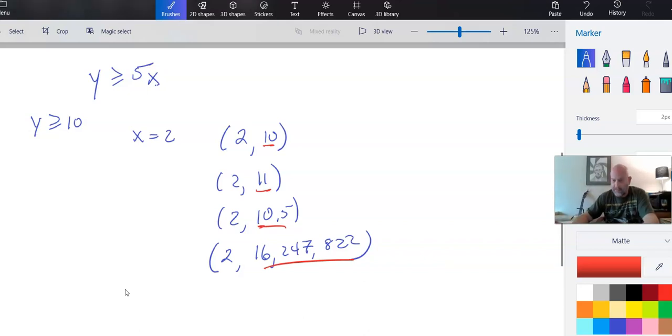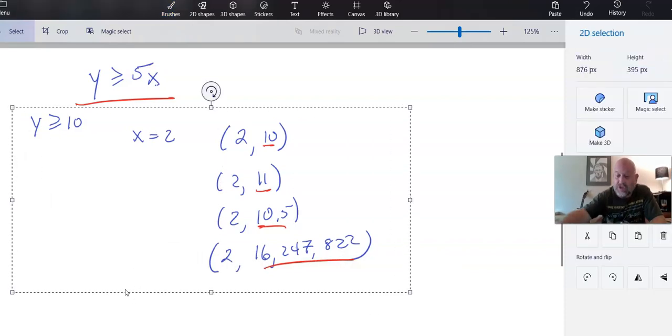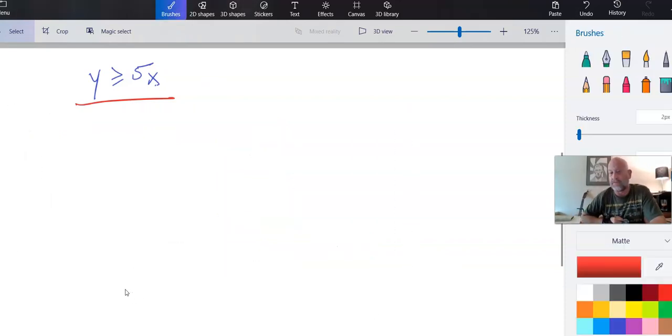It's a solution, right? And that's basically what this means as a sentence. Whatever the y coordinate is, it's greater than or equal to 5 times the x coordinate, and that's the relationship between the x and the y coordinate. So we can test this. One of the things you're going to be asked to do in your homework is check to see if something's a solution.